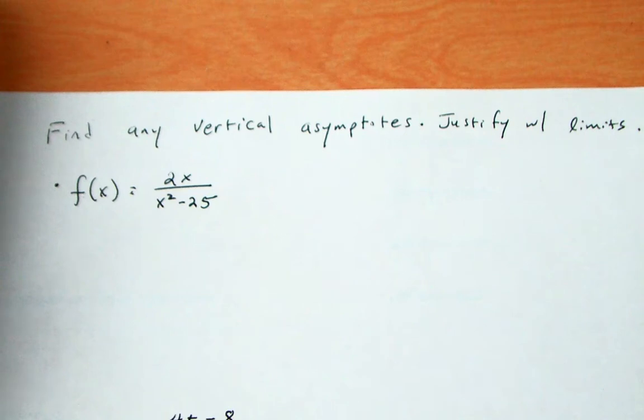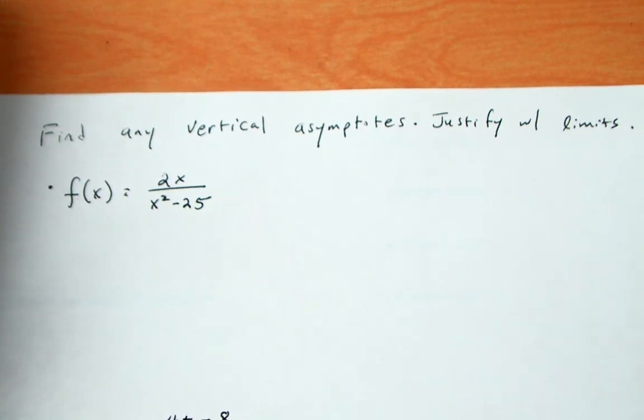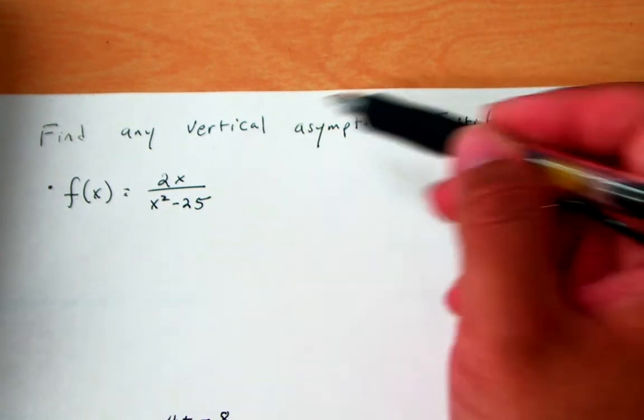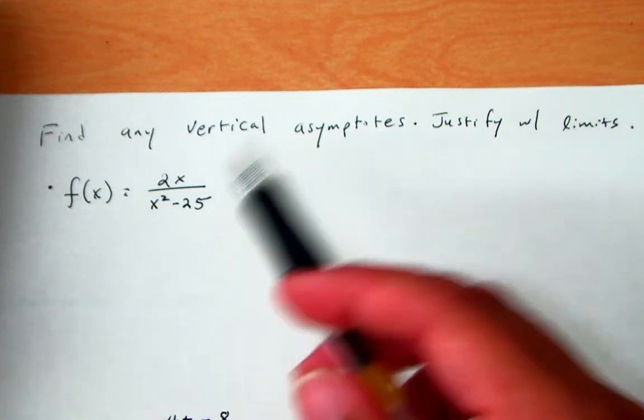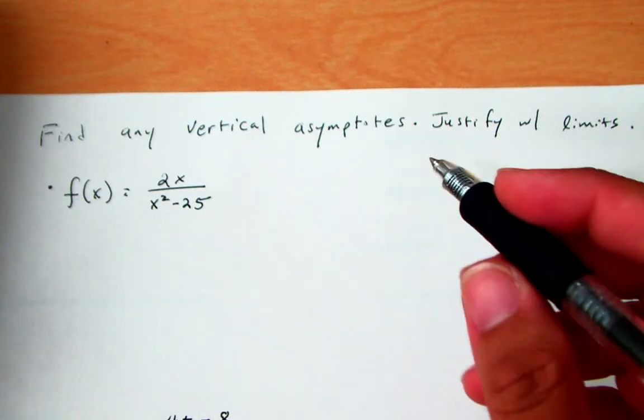So some of the homework problems don't actually tell you to take a limit, and you kind of have to figure it out on your own, and I thought I'd give you some help with that. So this first question says, find any vertical asymptotes, justify with limits. And here's our function. It's a rational function.